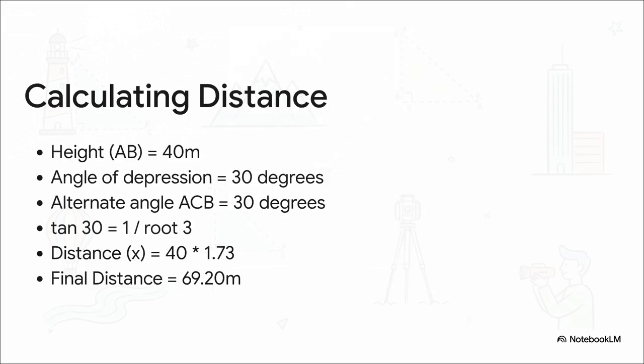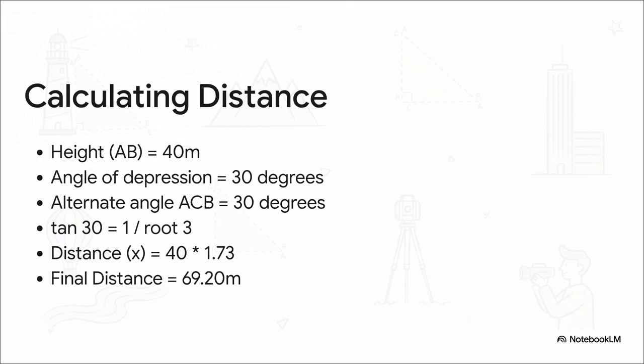Let's break down the mathematics. The building's height is 40 meters, and the angle of depression is 30 degrees. Now, here's a crucial geometry trick you must remember. The imaginary horizontal line from the observer's eye is parallel to the ground. Because of this, the angle of depression and the angle inside our triangle at the ground level are alternate interior angles. And as we know, alternate angles are always equal. So, our interior angle from the scooter looking up is also 30 degrees.